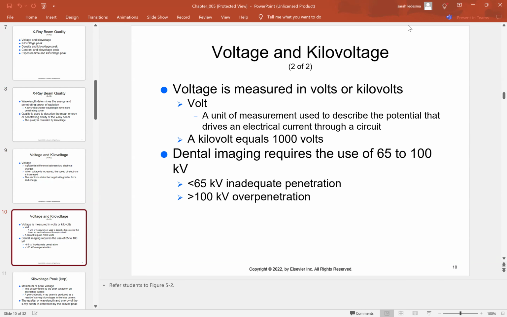Voltage is measured in volts or kilovolts. A volt is a unit of measurement used to describe the potential that drives an electrical current through a circuit. A kilovolt equals 1,000 volts. Dental imaging requires the use of 65 to 100 kV. Less than 65 kV is inadequate penetration, and greater than 100 kV is overpenetration.